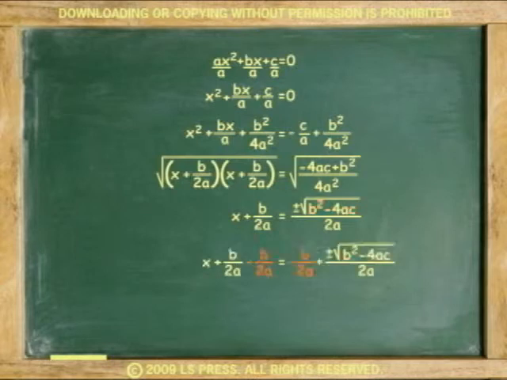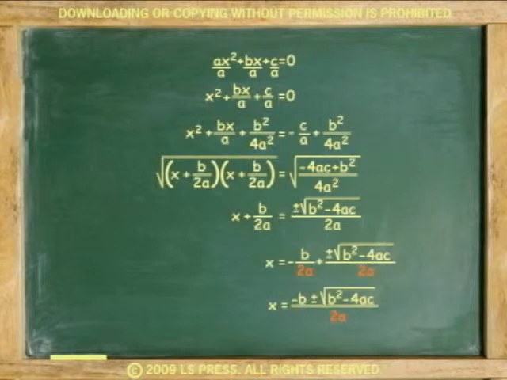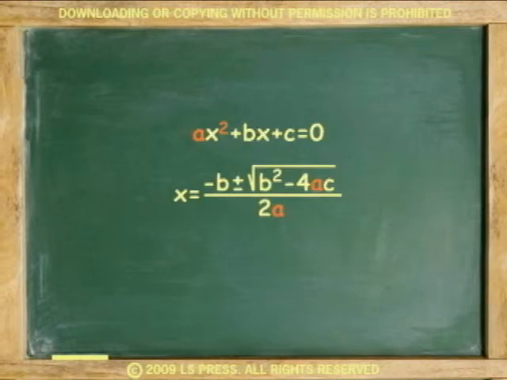Step 6. Solve for x by subtracting b over 2a from both sides. Because both expressions on the right-hand side of the equation have the same denominator, place both numerators over the same denominator. This is the formula for quadratic roots. x is equal to negative b plus or minus the square root of b squared minus 4ac, the whole thing divided by 2a, where a is the leading coefficient, the quadratic term, b is the coefficient of the middle or linear term, and c is the last or constant number.